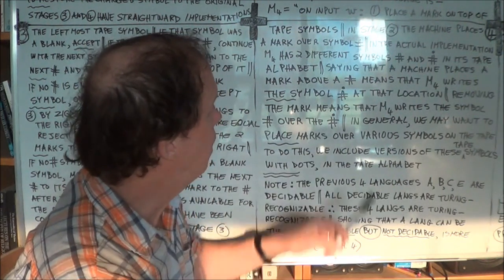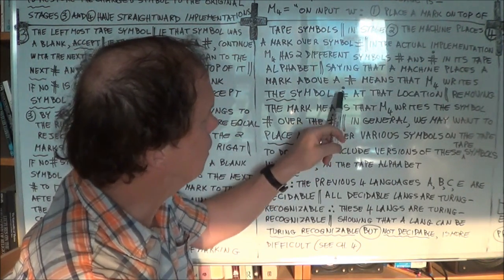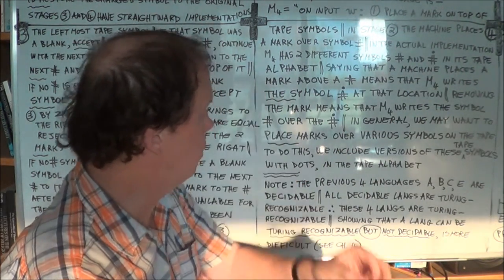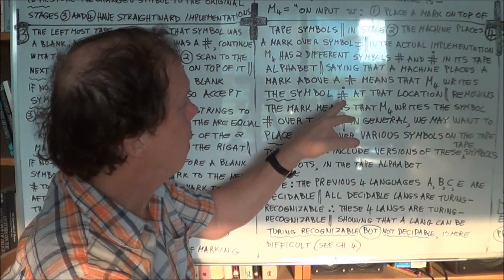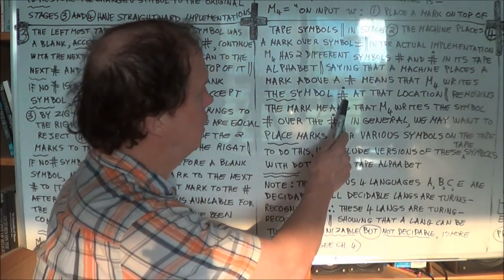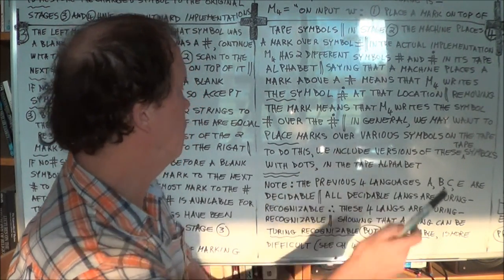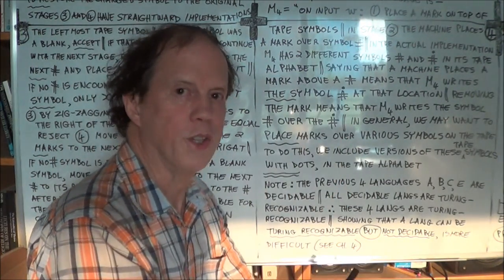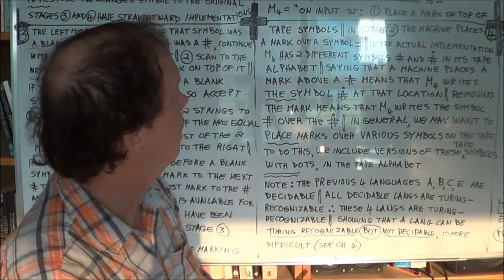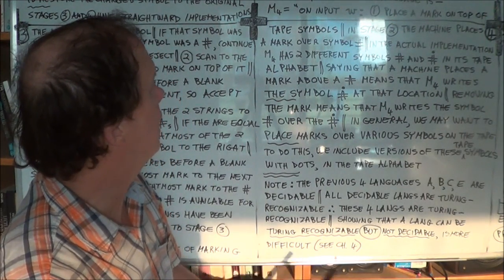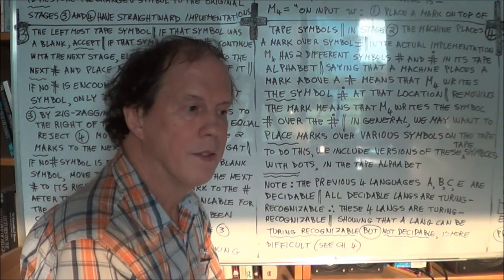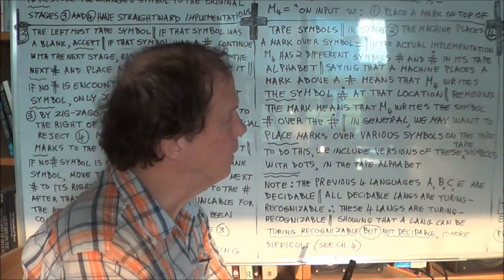To unmark it, you have to replace the hash dot again by hash. So you just overwrite the hash dot by hash. Now this technique of dotting, or marking, is very useful. It's a very handy technique, so I suggest you use it.